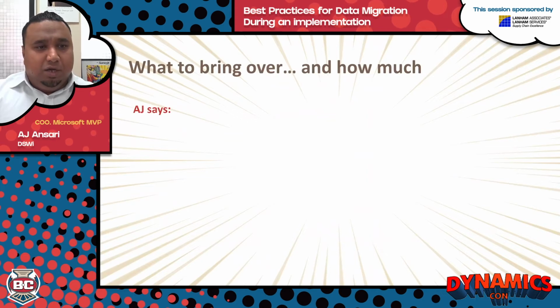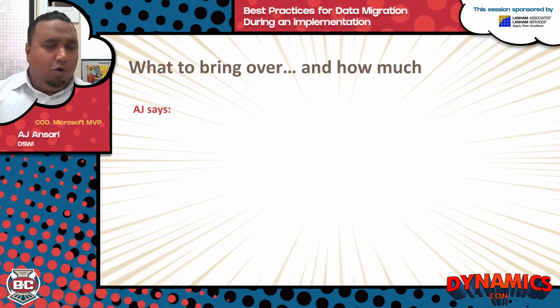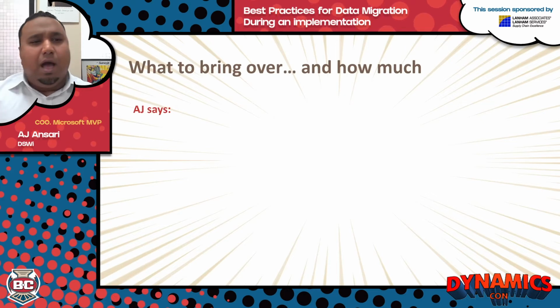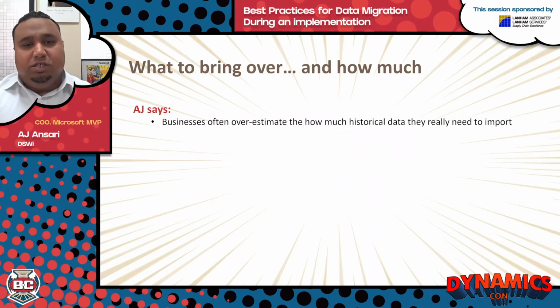Okay. So I don't talk about myself in the third person very much, but given the whole DynamicsCon comic theme type of thing that we've got going on, I thought I'd do an AJ says slide. This is the first and only time I think you'll see this in the presentation. Businesses often overestimate how much historical data they really need to import.